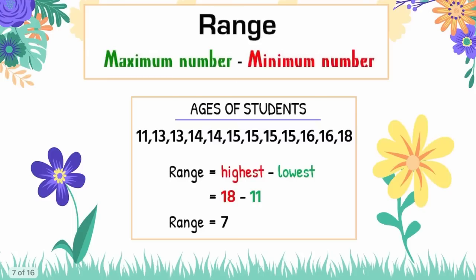The range. The range is just the max minus the min, or the highest minus the lowest. It's probably easier to put the numbers in order first, but our lowest was 11. Our highest was 18. So you do 18 minus 11, and that gives you your range.